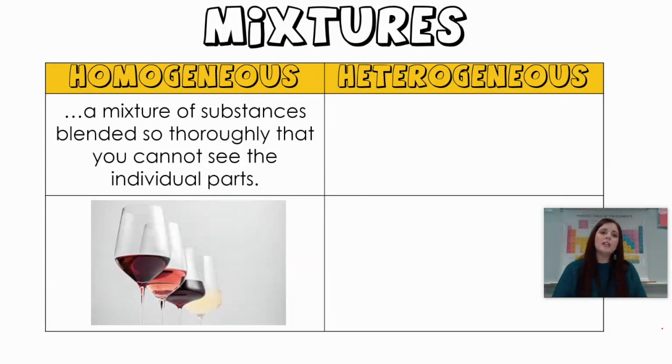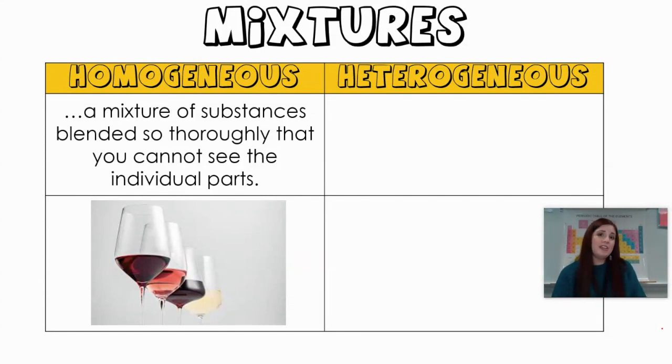However, if you look at a glass of wine, you can't see all of those different parts. It just looks like one liquid, right? One thing. It's uniform in composition. So as a result, we can categorize wine as a homogeneous mixture. It looks like one thing, but it's really made up of a lot of different things that are not chemically bonded to one another.